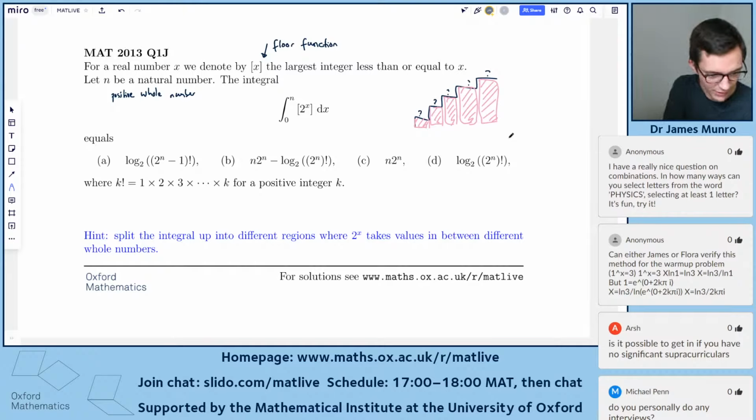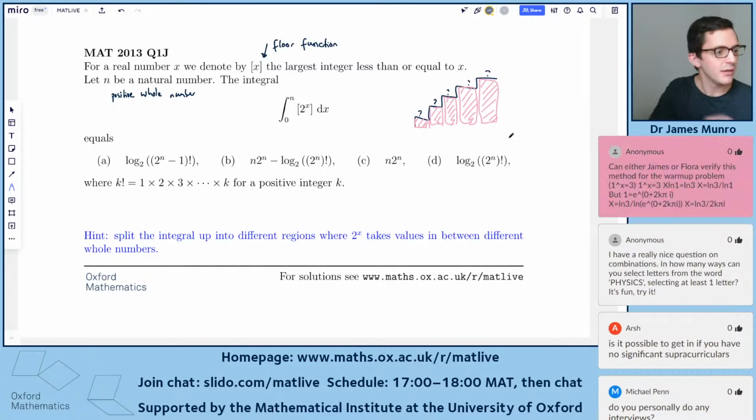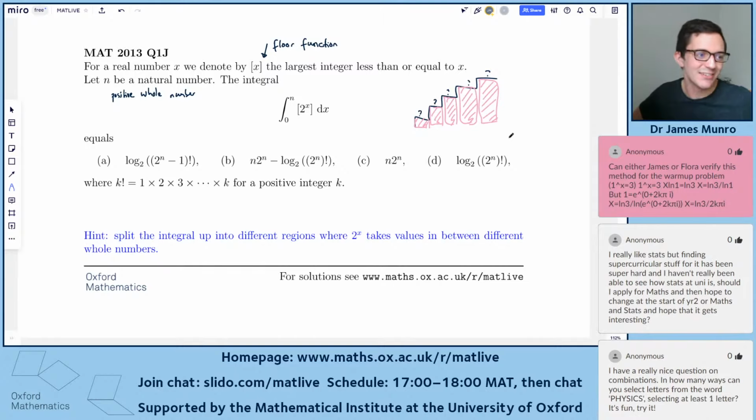Okay, right, I'm going to verify this method. What is this? Warm-up problem. 1 to the x equals 3, which I think has no real solutions. So they've written x is log 1 equals log 3. X is log 3 over log 1, but 1 is, and then complex numbers, because people love putting complex numbers on the Maths live stream. Yeah, so this doesn't work because with complex numbers there's not a unique argument for your complex number. Yeah, so I'm not having this.